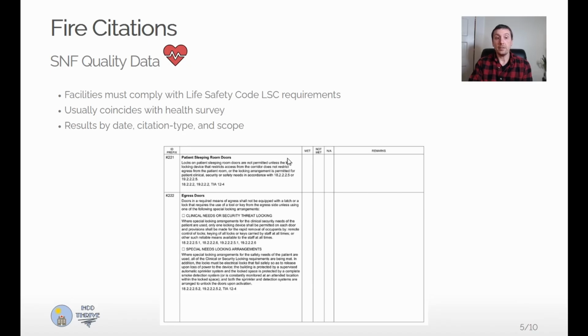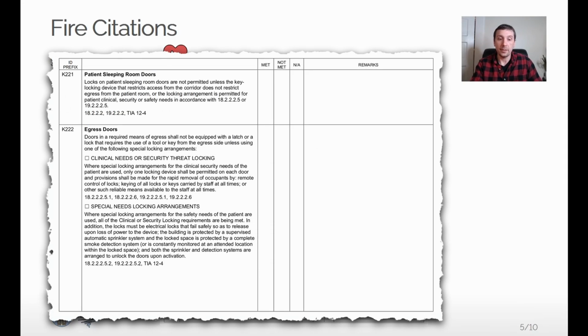Next, we come to fire citations. All Medicare certified skilled nursing facilities must comply with life safety code requirements. This is usually managed by state agencies, so it's going to vary state by state, but it usually coincides with the health survey. And in terms of the data, it varies by date, citation type, and scope. And below you can see an example of what the inspectors are looking for. This little example just shows patient sleeping room doors, egress doors, so standard fire safety things.